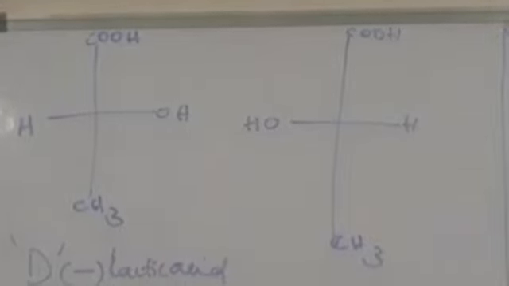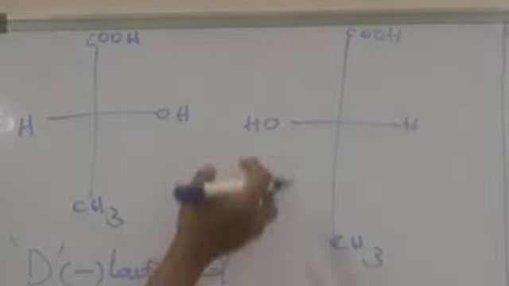Okay, so already know that capital D and capital L, they show only relative configuration but not the rotation. Okay, so capital D may be dextrorotatory and also levorotatory. Capital L may be dextrorotatory or levorotatory. So here this is L plus lactic acid. Plus here indicates dextrorotatory. Minus indicates levorotatory. Okay. So D configuration is levo and L configuration is dextro.